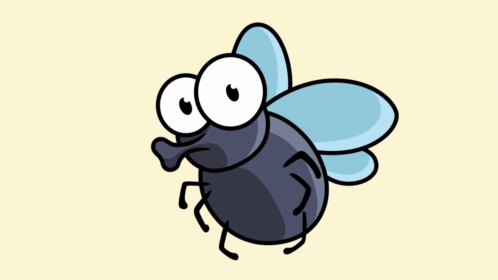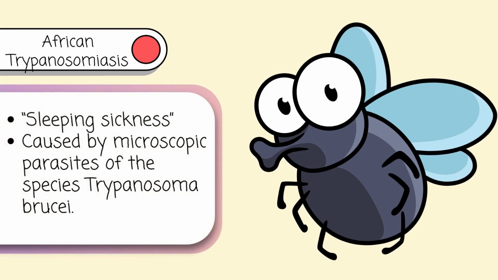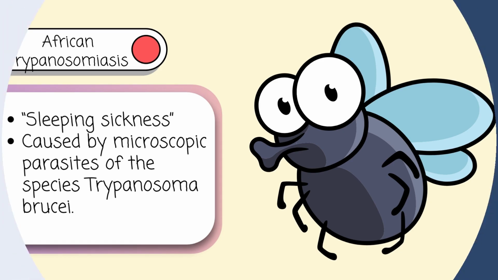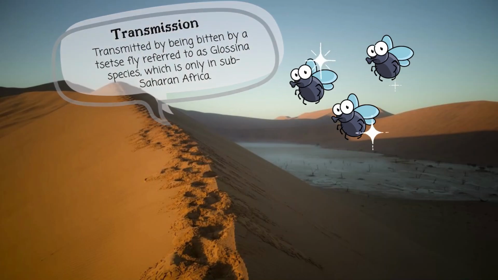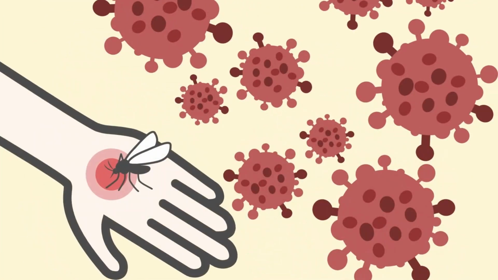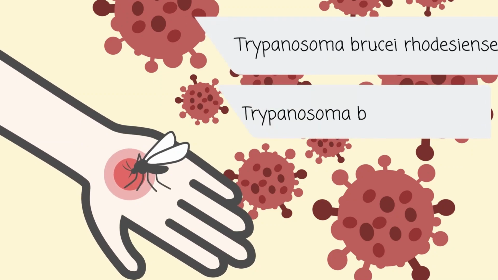Another disease caused by protozoans is African trypanosomiasis. It is also known as sleeping sickness. It is caused by microscopic parasites and is transmitted by the tsetse fly. The tsetse fly is only found in sub-Saharan Africa, also called the Glossina species. The protozoan responsible for the infection is the Trypanosoma brucei rhodesiense, or the Trypanosoma brucei gambiense parasites. However, the proportion of tsetse flies that are infected with the parasites is low.